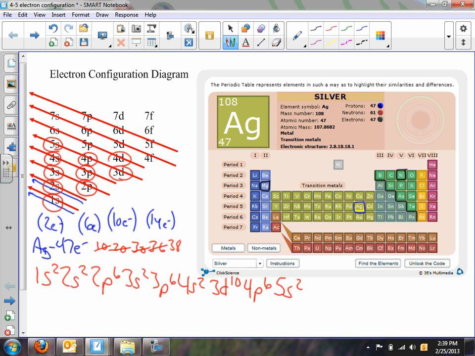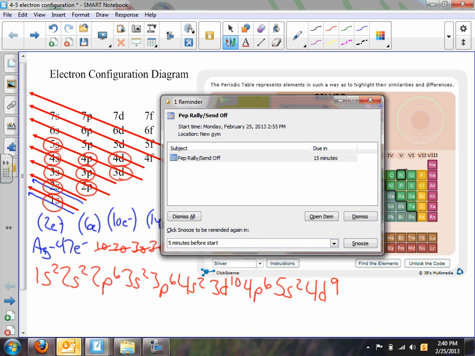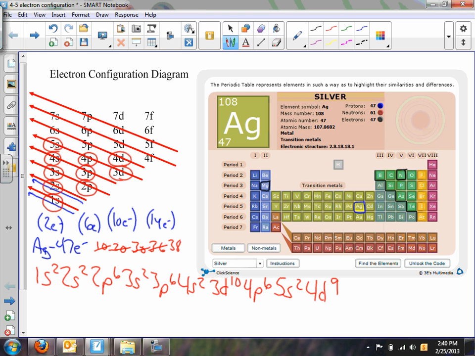Then I go down to the 4d, which can hold 10, but I only need 9 more to get up to 47. So in the 4d, there are 9. That brings me to 47 electrons. So this would be the electron configuration of silver.